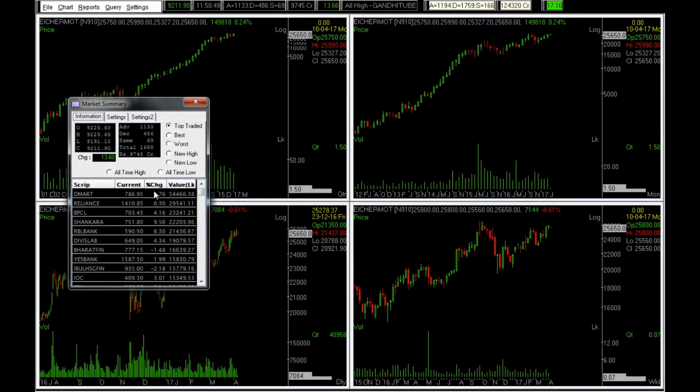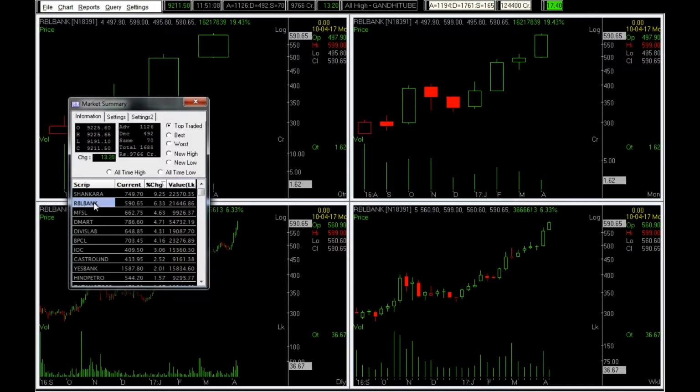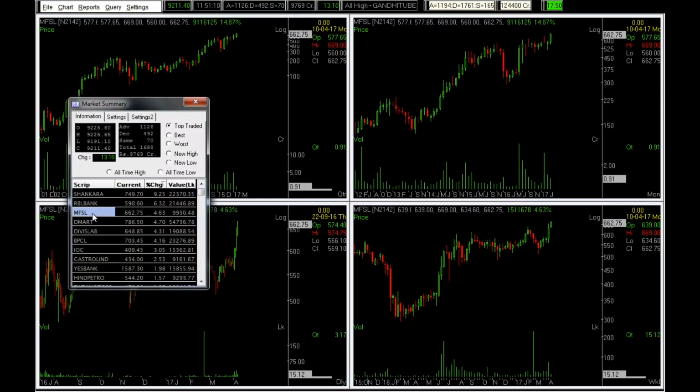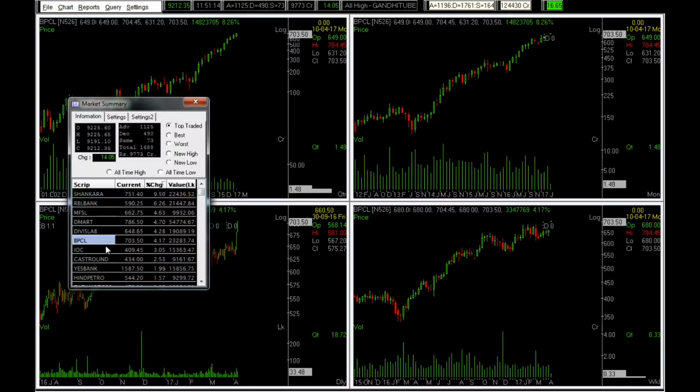The next thing that I do is I sort them in terms of percentage change. When I sort them, I figure out Shankara is a stock amongst the top traded stocks today, which is up 9, 9.5%. If I click on this, the chart of Shankara pops up. RBL Bank is up 6%. MFSL, DMart, DVs, BPCL. So these are the top traded counters in NSE today so far, which are up.